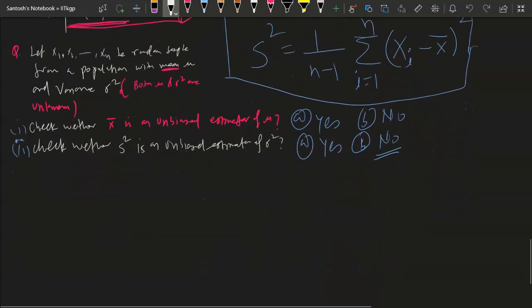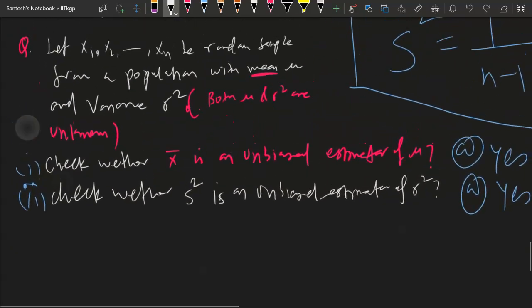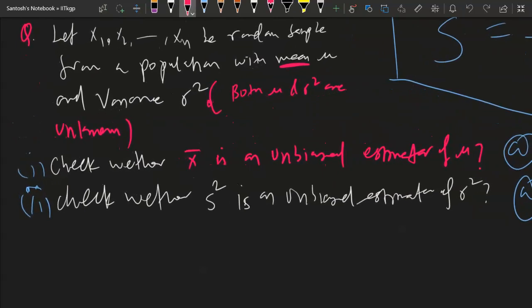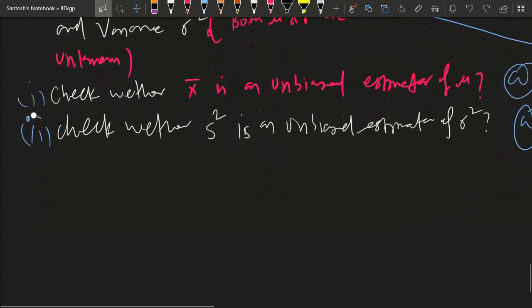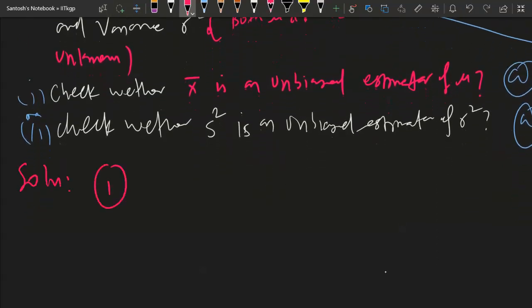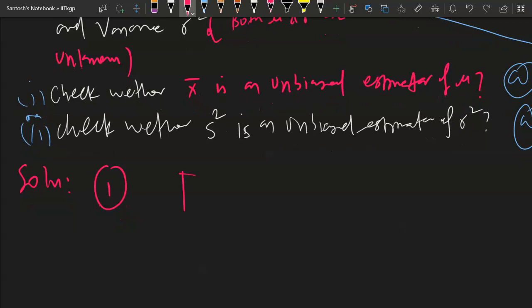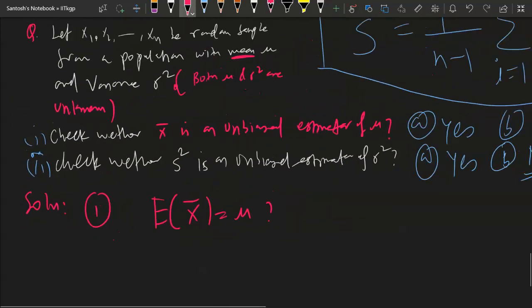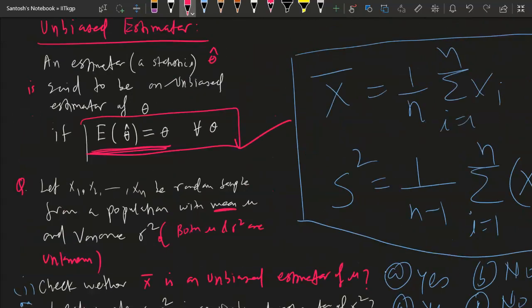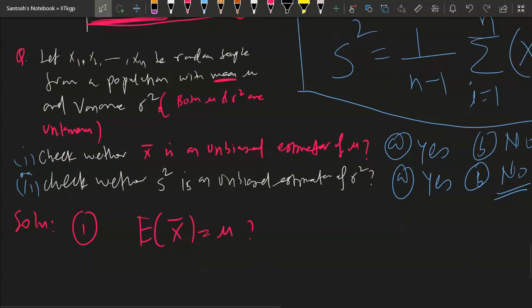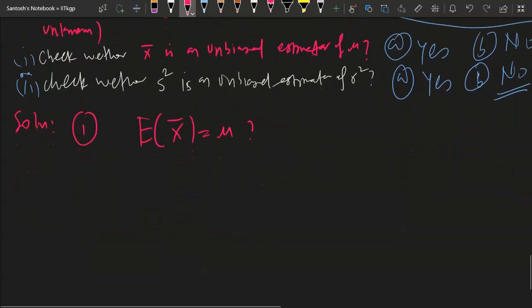Okay, so I will do this. Now I was asking you, check whether xi is an unbiased estimator of mu or not. The solution for the first part: they are indirectly asking whether E of x bar will be mu or not. The definition is that theta cap is the unbiased estimator of theta if E of theta cap is theta. So the first part asks whether x bar is unbiased for mu, which means we have to check whether E of x bar is mu or not.